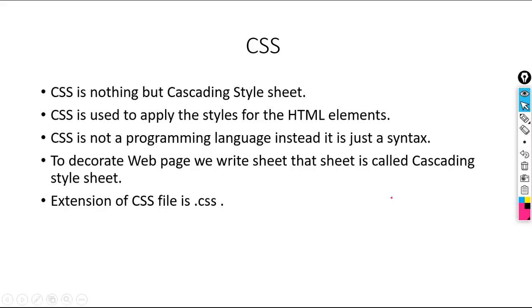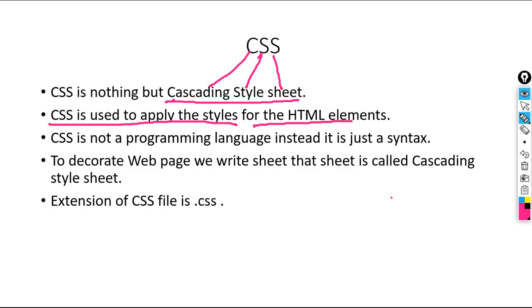What is CSS? We will learn in depth. CSS is nothing but Cascading Style Sheet. This is the full form of CSS. CSS is used to apply the styles for the HTML elements. Already I have explained, for decoration purposes we use CSS. So CSS is used to apply the styles for the HTML elements.